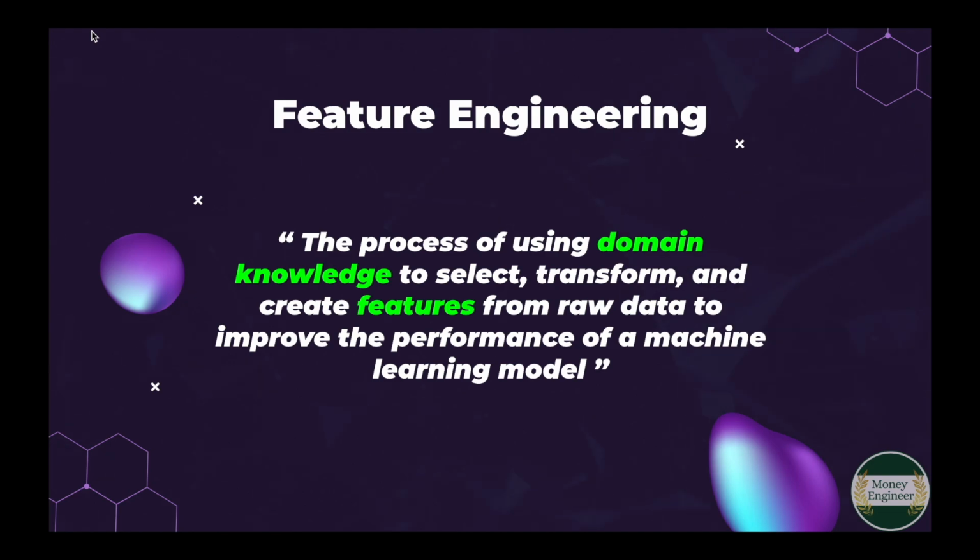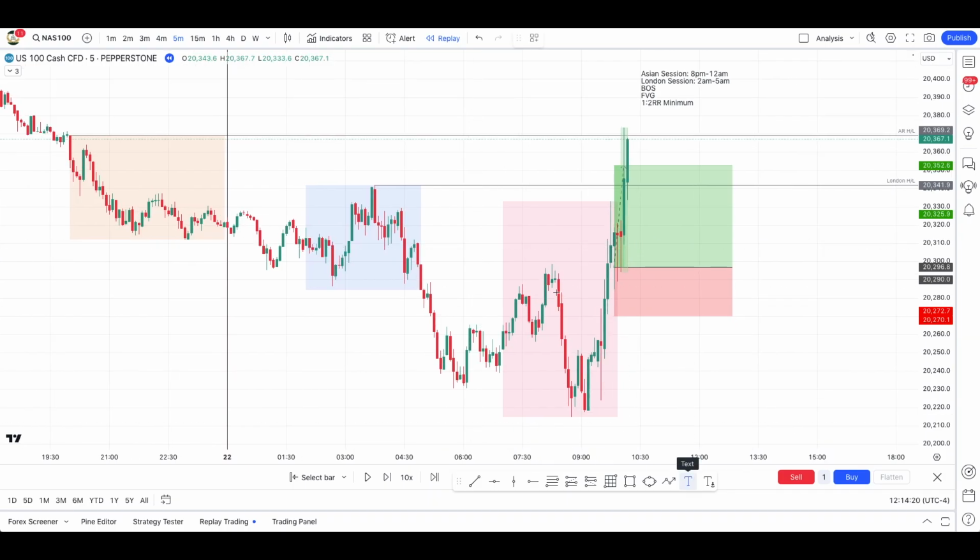This slide is taken from my course where I go over that, but feature engineering is the process of using domain knowledge to select, transform, and create features from raw data to improve the performance of a machine learning model. So I know it's very technical, but to be very specific, in other words, we use features to describe the attributes of raw data. So let's just look at this example right there. It's very important and this can make a huge difference in your trading.